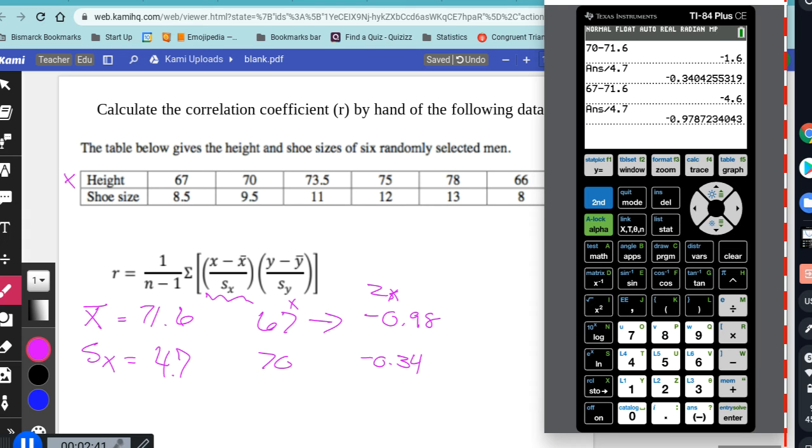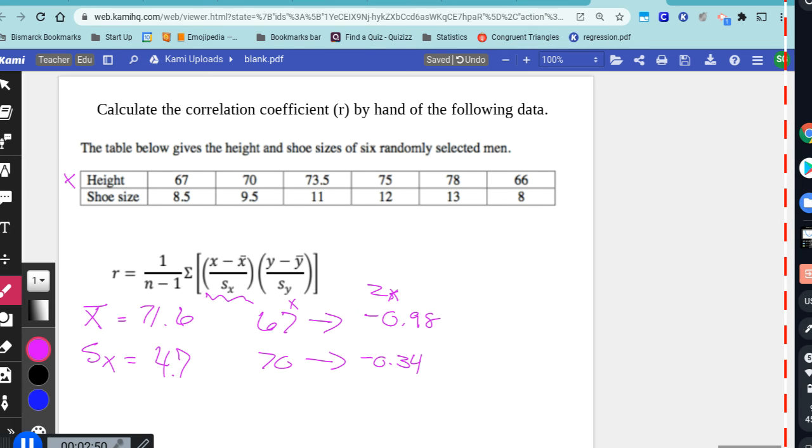And I would go to hundredths on those. Okay, so you're going to do the z-score for all the x's: 73, 75, 78, 66. And then you repeat that process and do your z-score for your y. So we're going to have a y column and a z-score of y column.